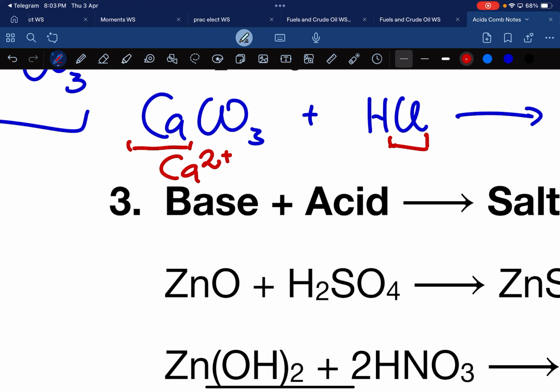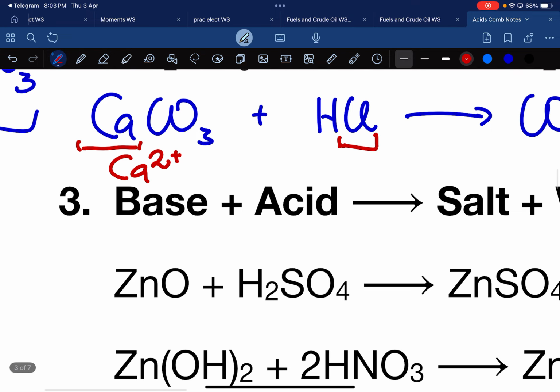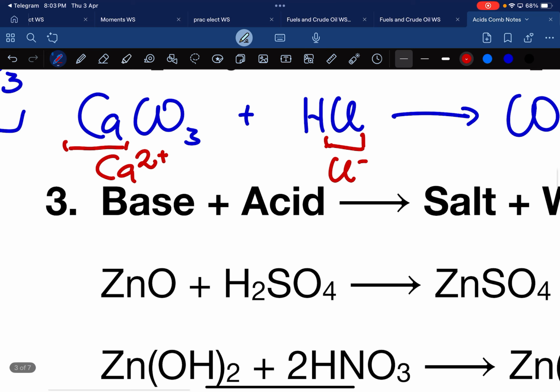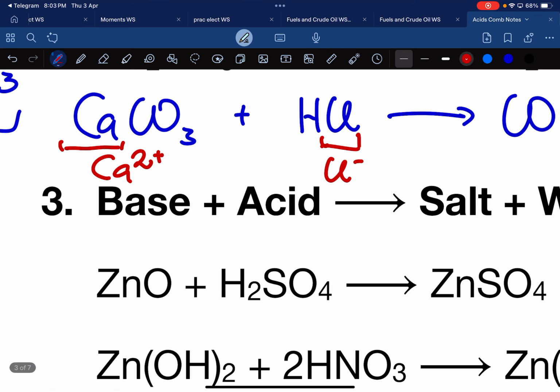Agree? Yep. Because you are in group 2, you acquire 2 plus charge. Your Cl got what charge? Minus 2. Oh, minus only. 1 minus charge. Because you're in group 17, you will just gain 1 electron. Okay? Following so far? Yep.